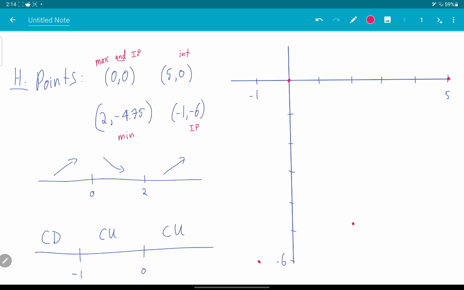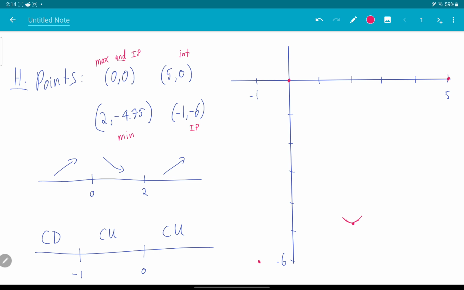All right, what else we got? Maxes and mins. So we got a min at 2 and -4.75. And I'm concave up there. So some kind of min like this.